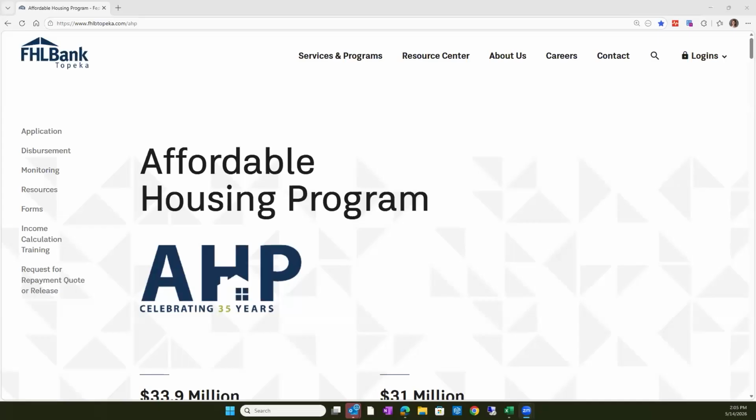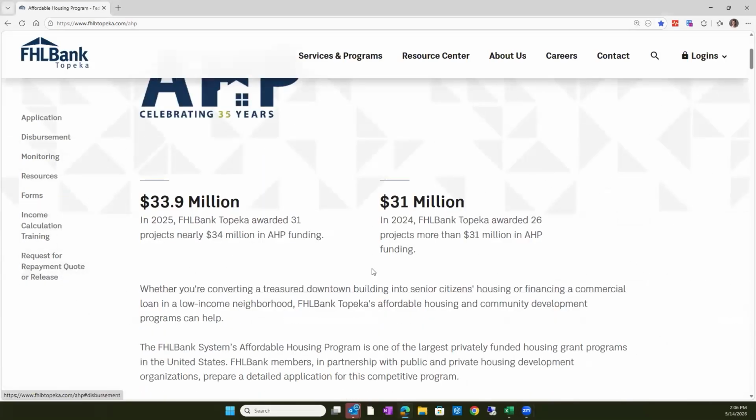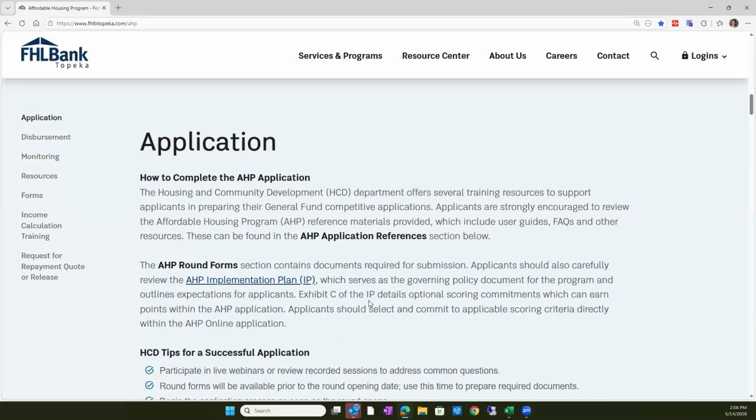So right now I'm currently showing the AHP public website. If you have not been here before, FHLBTopeka.com/AHP. You will want to get familiar with this website if you aren't already. This is where all the forms and resources are going to be to help you through the application process. Once you are here, you can click the application button on the left-hand side. And it's going to take you again to all the resources specific to application.